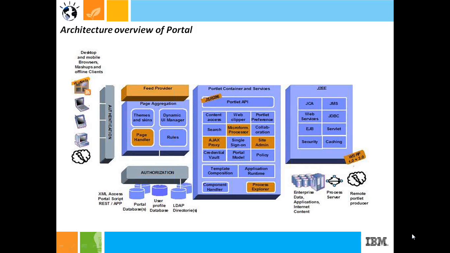So if you see the overall architecture of portal, this is from 6.1 and above, and more or less it is depicting an architecture for 8. If you see the entire architecture, you'll be able to see that I have multiple channels access to this particular portal. So my portal can be accessed using multiple channels. Authentication can be browser based, desktop based, mobile based, and I'll even be able to use offline clients as well.